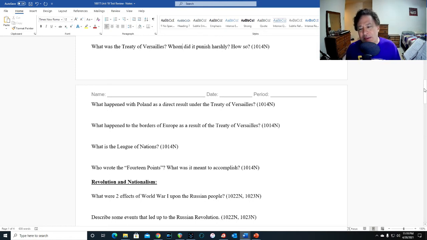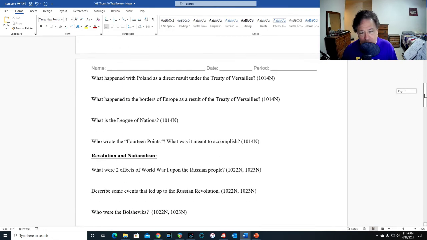It demanded $33 billion in war reparations to the Allies from Germany, and it caused tremendous resentment among the German people, not only against the Allies, but against their own government who signed off on this. So, what happened with Poland as a direct result of the Treaty of Versailles?